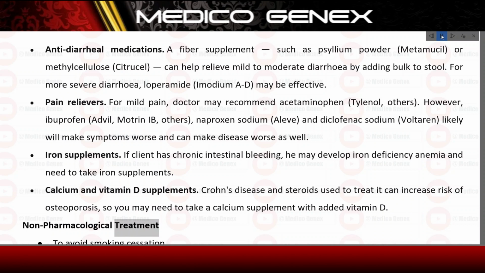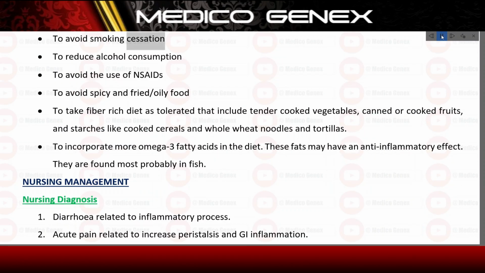Non-pharmacological treatment. To avoid smoking, cessation. To reduce alcohol consumption. To avoid the use of NSAIDs. To avoid spicy and fried oily food. To take a fiber-rich diet as tolerated that includes tender cooked vegetables, canned or cooked fruits, and starches like cooked cereals and whole wheat noodles and tortillas. To incorporate more omega-3 fatty acids in the diet. These fats may have an anti-inflammatory effect. They are found most prominently in fish.